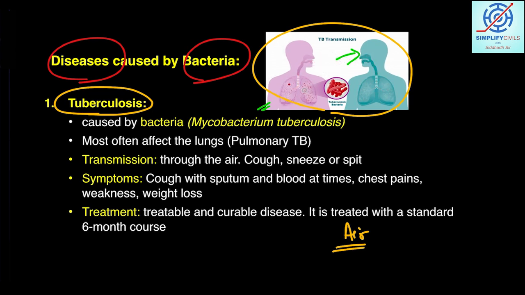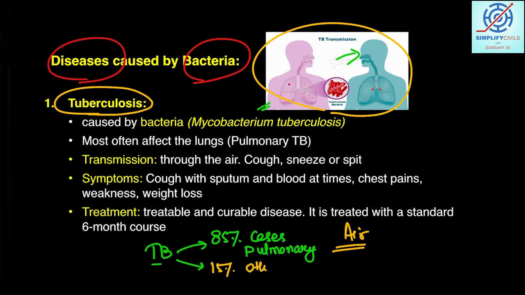In particular, does tuberculosis only spread by means of air? No, not exactly. Let us see what types of tuberculosis there are. Tuberculosis is basically of many types, but 85% of the cases belong to pulmonary tuberculosis. And 15% are other types, where TB can happen in joints also. So not all types of tuberculosis are pulmonary, only 85% of them are. Hence, we can say that only pulmonary tuberculosis is spread via air.